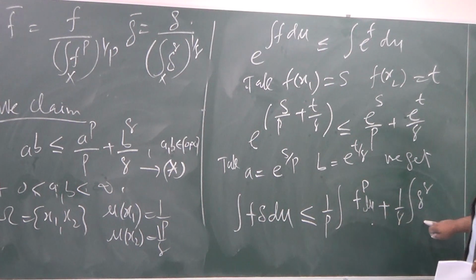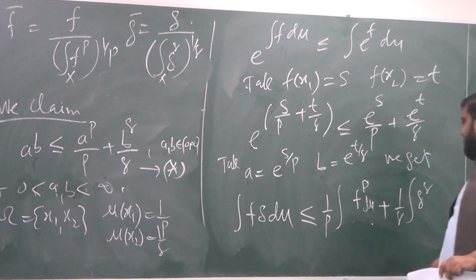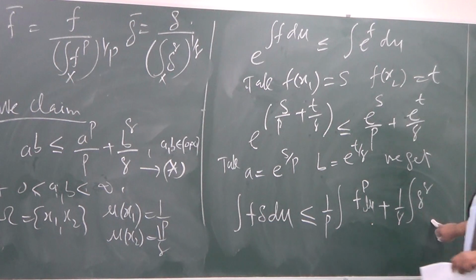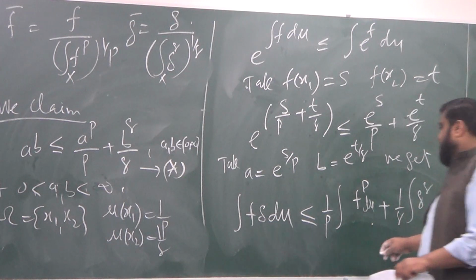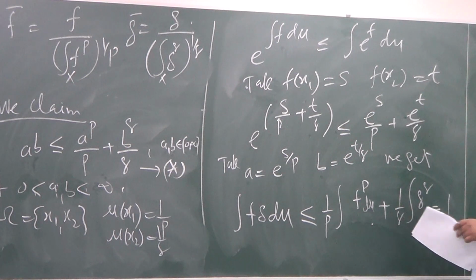And if these two guys are 1, then okay, reciprocal. So if these two guys are 1, then this is equal to what? This is equal to 1. Are you getting the point?